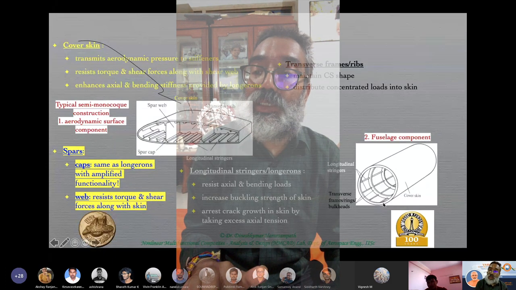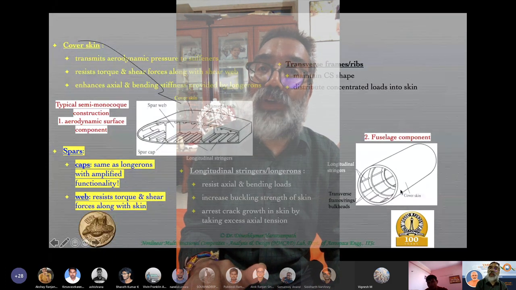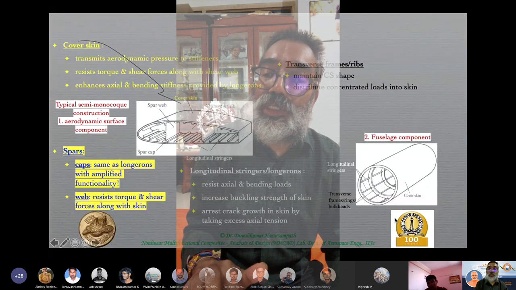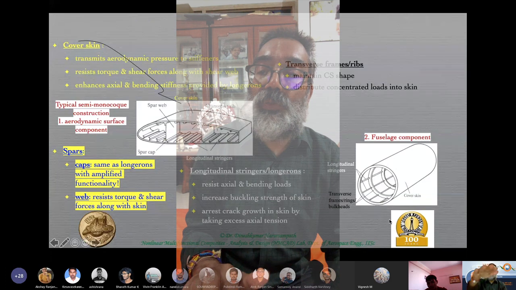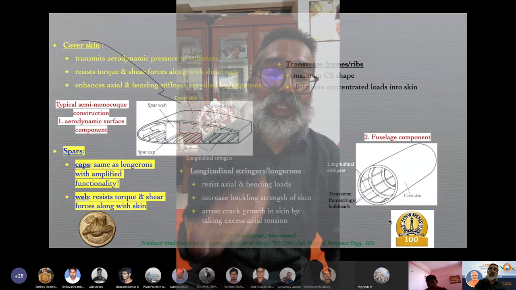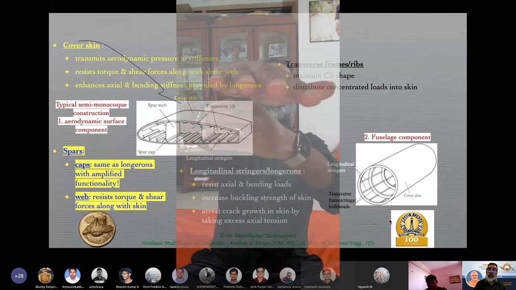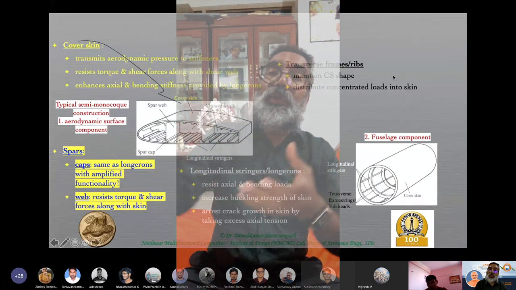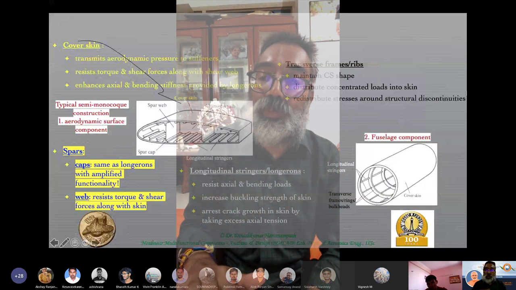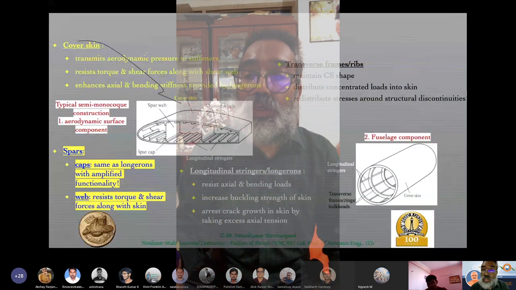Now, because these are there, these are first experiencing the load coming from the wing and then gradually distributing it in an almost smooth fashion to the skin. Otherwise, the skin would have failed over here. Very similar to the example that we saw of the engine hanging over the wing. Now, the wing is hanging over the fuselage. So, this transmission also has to happen through these kinds of frames or ribs.